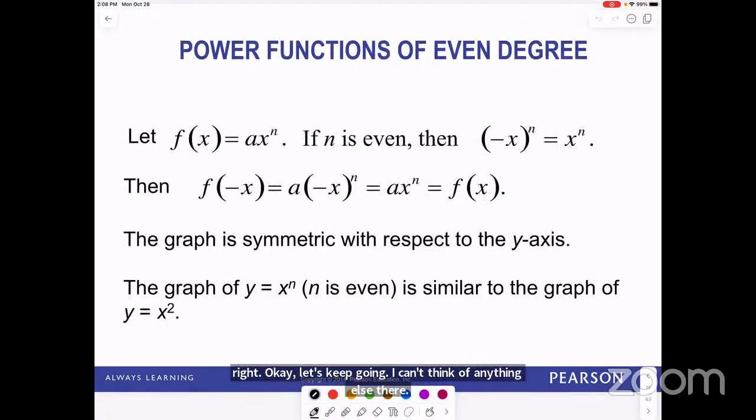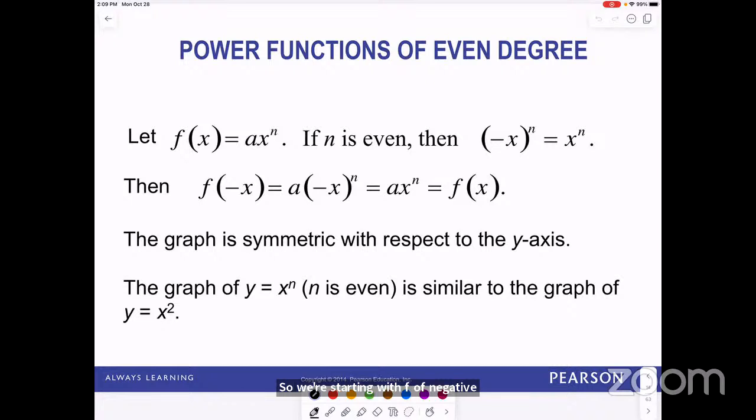So given a power function, if the degree of the power function is even, or if n is even, then we have negative x quantity to the power of n equals x to the power of n, right? So what we're saying is that if our n is even and we evaluate f of negative x, then we're going to have a times negative x to the power of n. But then a negative number to an even power becomes positive, right? So we're going to have ax to the n, which is the original f of x, right? So we're starting with f of negative x and we're finished with f of x.